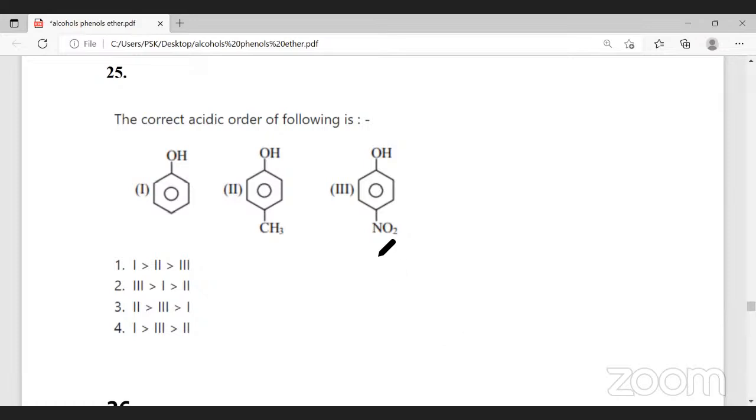The strongest is nitro because this is an electron withdrawing group. The weakest is this because this is an electron donating group. So strongest is option 3, nitrophenol. And next, phenol itself is stronger, and phenol is stronger than paramethyl phenol. So therefore, the order for this is option 2: 3, 1, 3, 2.